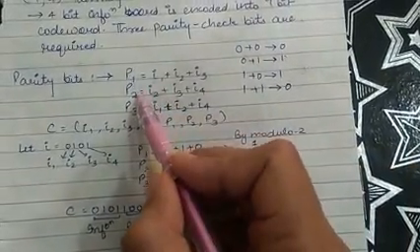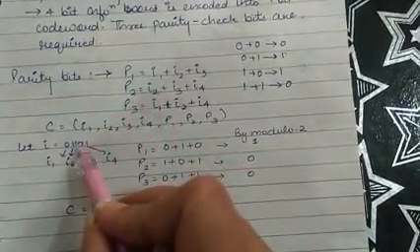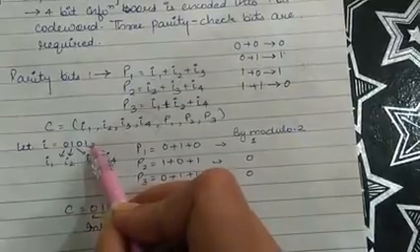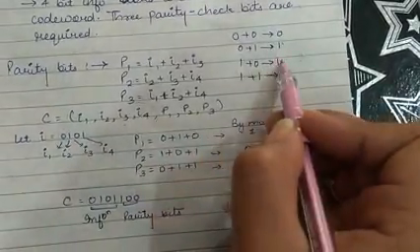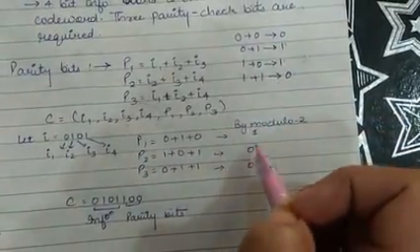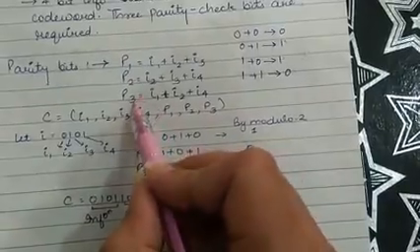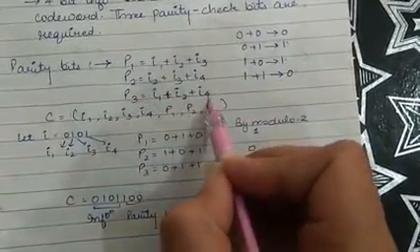Then we'll go towards P2. P2 is equal to I2 plus I3 plus I4, that means 1 plus 0 plus 1. 1 plus 0 will give me 1, 1 plus 1 will give me 0. So it is 0. Now for P3, P3 is equal to I1 plus I2 plus I4.